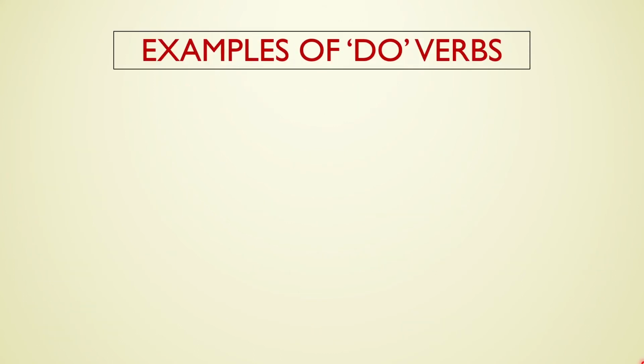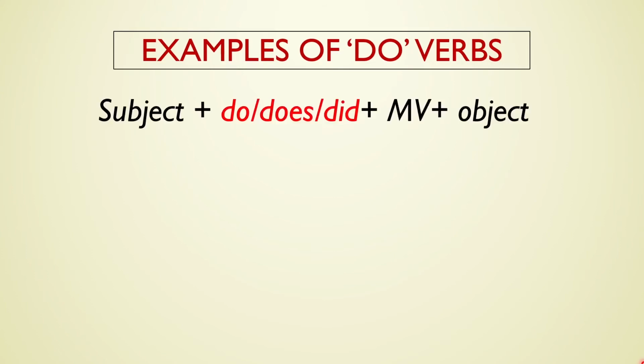Now, let us have some examples of do verbs. At first, let us see the structure in the case of do, does, did. In the beginning, there will be subject, then do, does, or did, based on the structure of the sentence. If it is present, we will use do, does. If it is past, we will use did. Then comes main verb and the object.